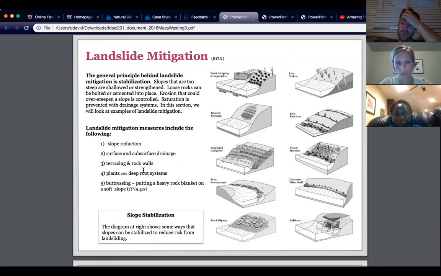We can improve the drainage of it. We can terrace things, which is like putting rock walls. You see this on freeways where they have a wall of rocks, flat, wall of rocks, flat, just stair stepping up. We also put a bunch of plants or layers of plants to stabilize with roots. And then what's called buttressing. That's putting a heavy rock blanket on a soft slope.